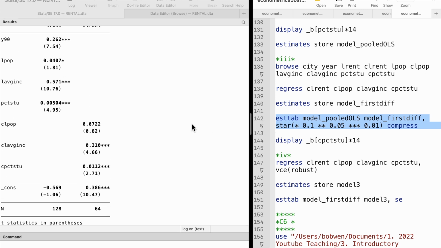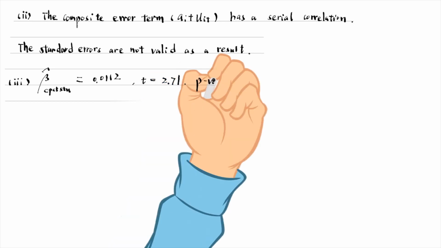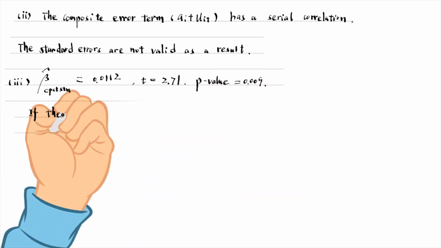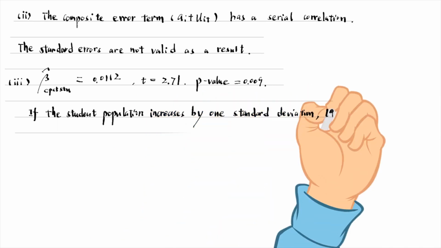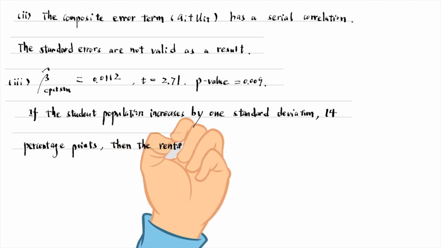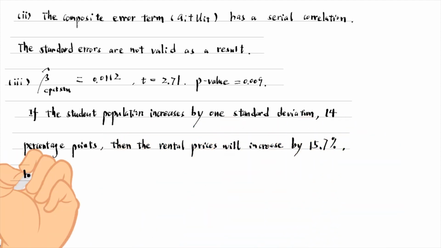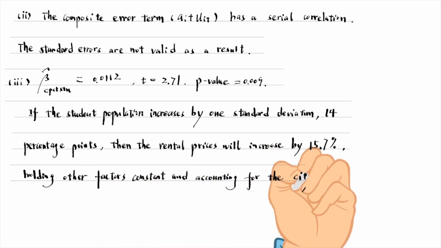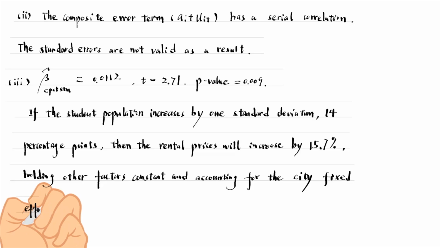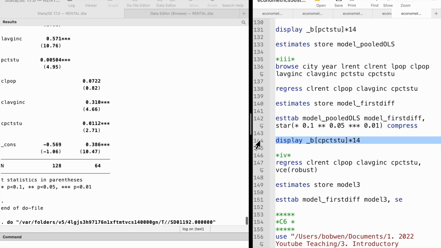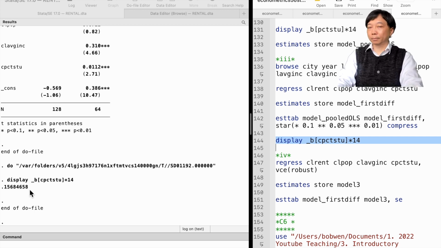The relative size of the student population significantly affects rental prices. If the student population increases by one standard deviation, 14 percentage points, the rental prices will increase by 15.7%, holding other factors constant and accounting for the city fixed effects. That is more than double the estimate from the pooled OLS. The first differenced estimates are more consistent than the pooled OLS estimates because the unobserved city fixed effects could correlate with the student population in that city.